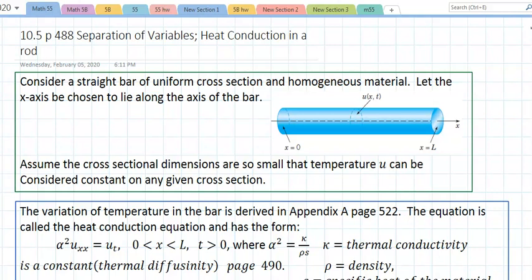Section 10.5 is on page 488. It talks about separation of variables. That's something that we did before, we're going to do again. And heat conduction in a rod.